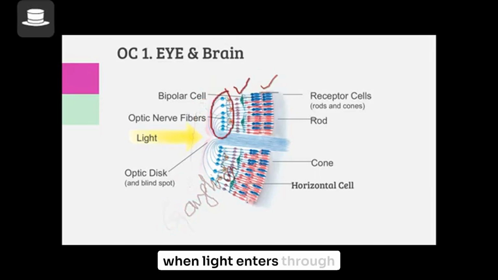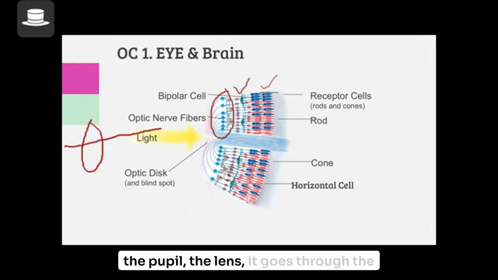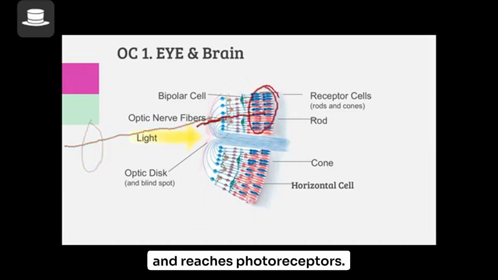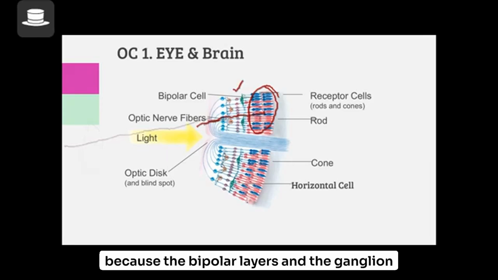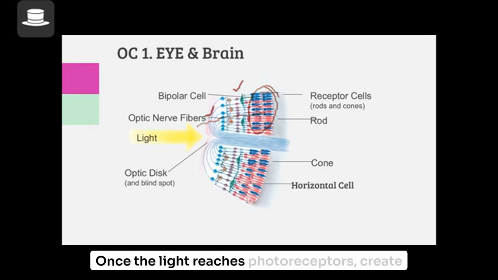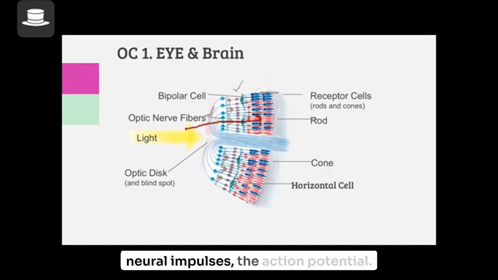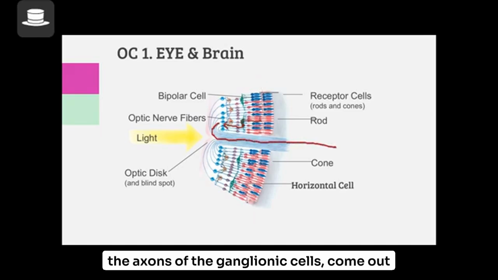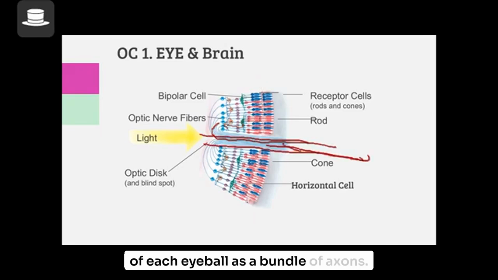When light enters through the pupil and the lens, it goes through the ganglion cell layer and bipolar cell layer, and reaches the photoreceptors. Because the bipolar layer and the ganglion cell layer are not sensitive to light, nothing happens there. Once the light reaches the photoreceptors, it creates neural impulses, the action potential. These action potentials generated in the photoreceptors will be transferred from photoreceptors to the bipolar cells, and from bipolar cells to the ganglion cells.